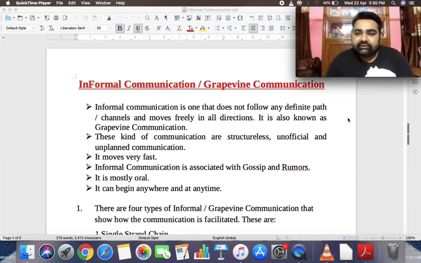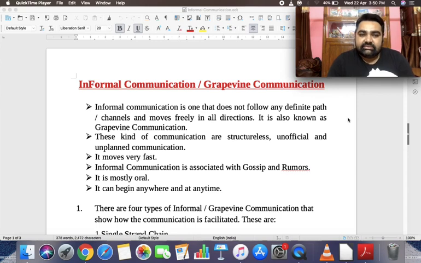So basically, informal communication is a kind of communication which we do with our friends or any blood relations without following any kind of paths. So we can do this kind of communication with our co-workers also. So this is called informal communication, and informal communication is also termed as grapevine communication.